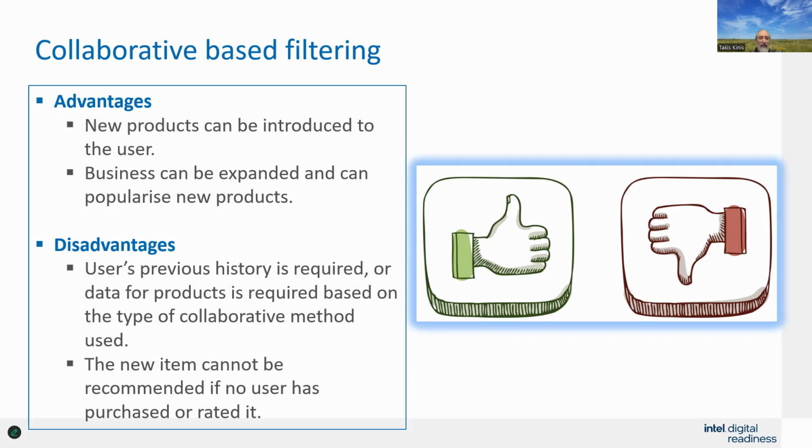All right. Disadvantages: the user's previous history is required. Okay, so we just talked about that. The new item cannot be recommended if no user has purchased it or rated. So, if something like a movie just comes out and nobody rates it, how do you know if you want to see it?